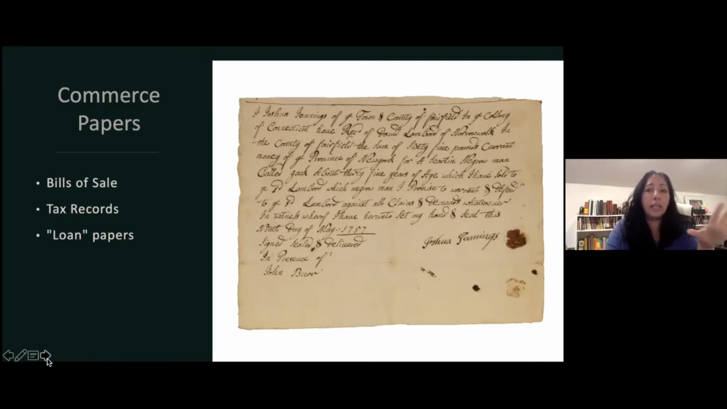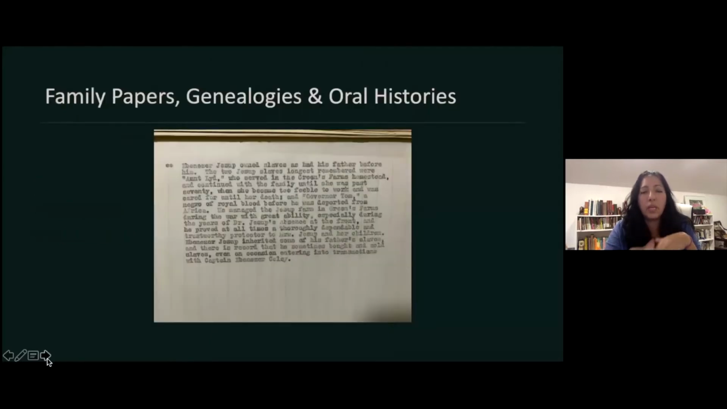As an aside, this was often how enslaved people were able to purchase their own freedom when they self-emancipated in that way, because sometimes owners would allow them to keep a small portion of this rental income for themselves. Family papers, genealogies, and oral histories.